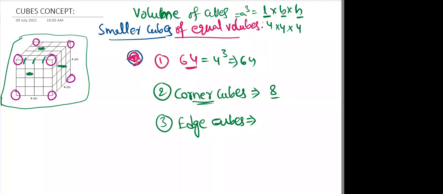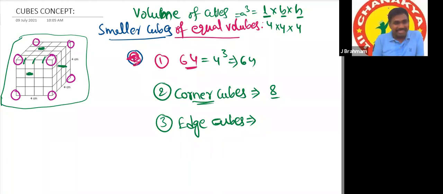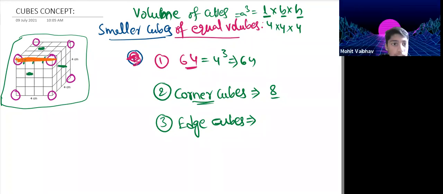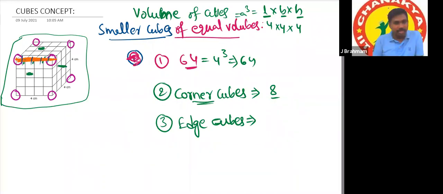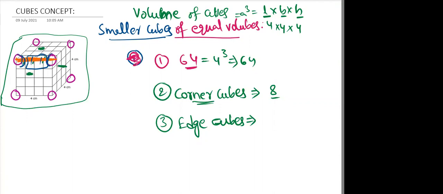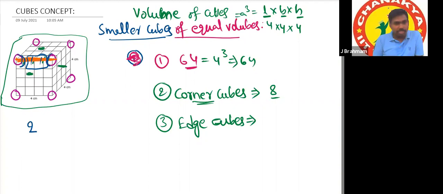Okay. Let us take one edge. Suppose this is the edge. How many cubes are there along this edge? 4 cubes, that counts as 1, 2, 3, 4. But in these 4 cubes, already 2 cubes are considered as corner cubes. How many cubes purely belong to this edge? 2 cubes. So there are 2 cubes on each edge.